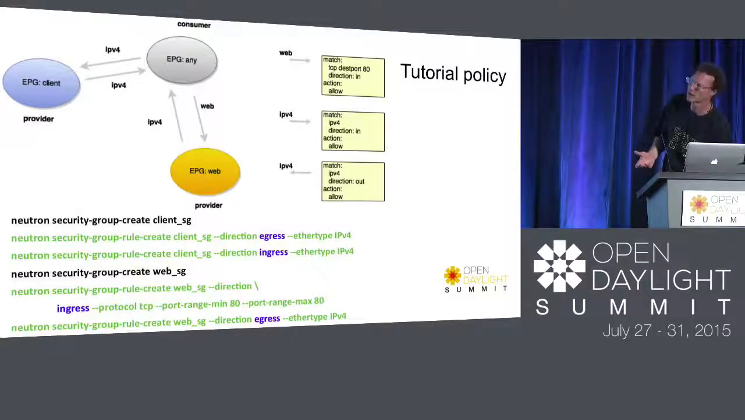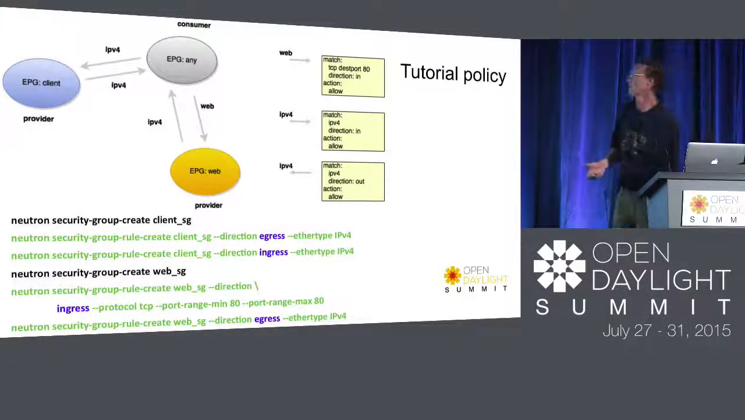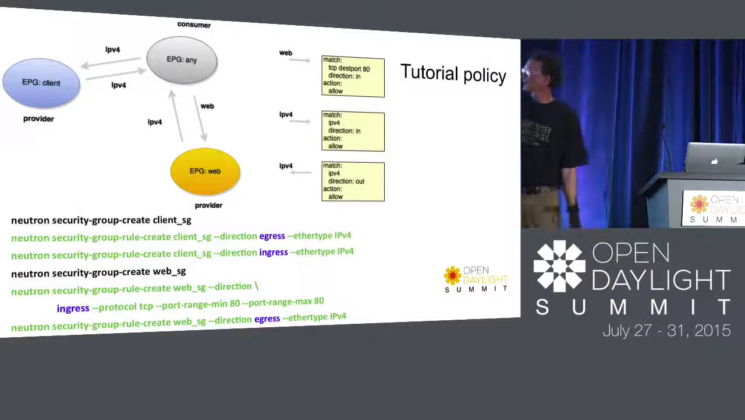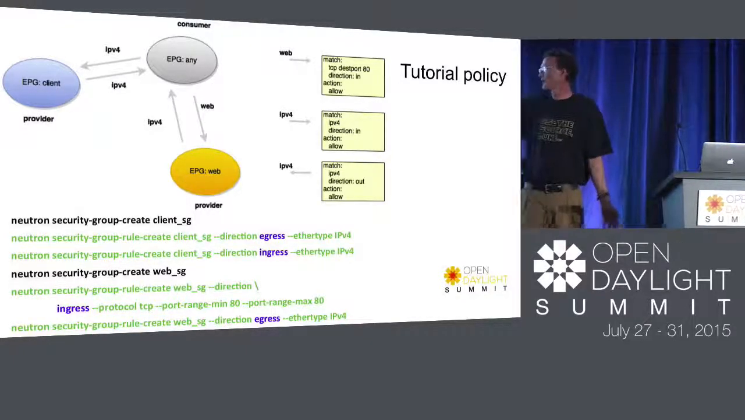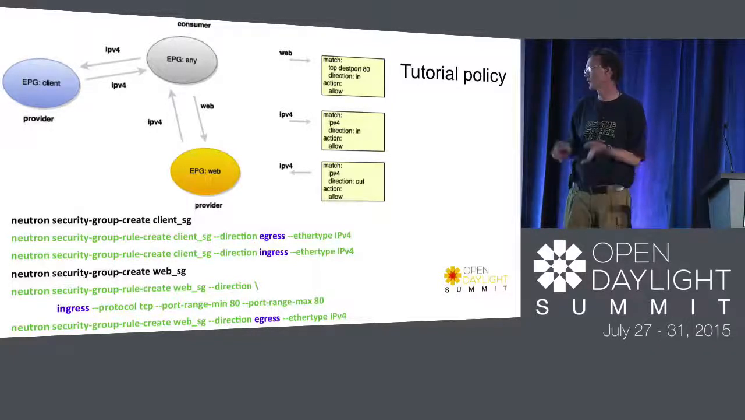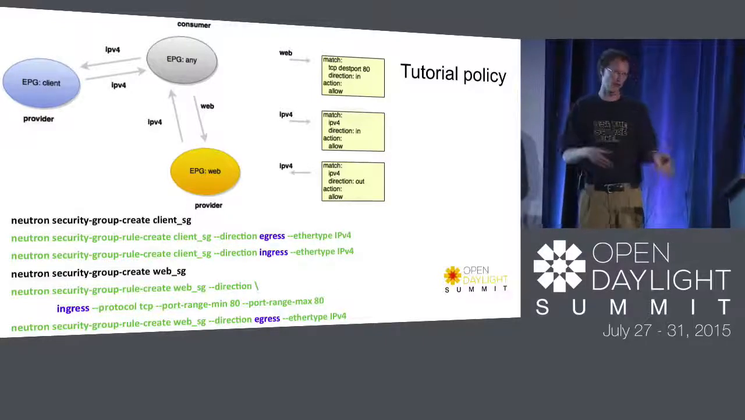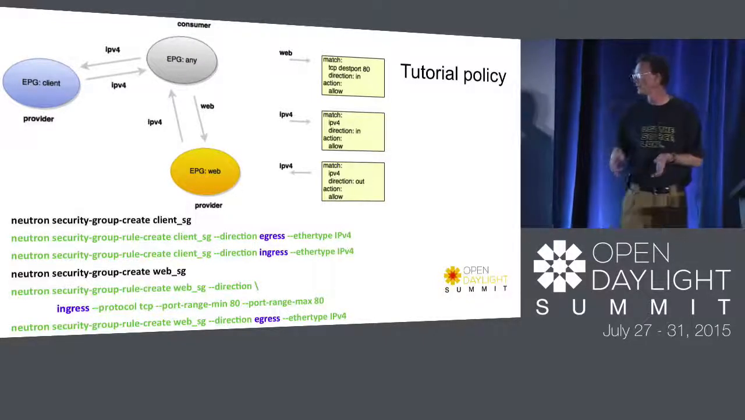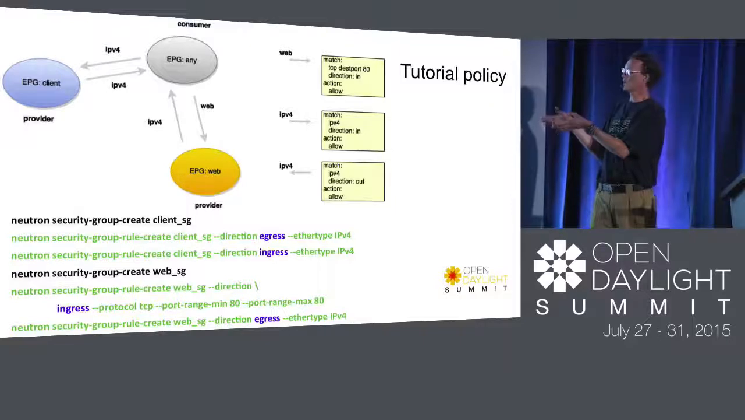So this is the contract and the security group rules that we're using. We're creating a client security group and a web security group. We're allowing the client to basically have IPv4 in and out. We'll show that when we get to the routing and external routing part of the demo, how it can get to www.opendaylight.org. And then we're creating a bunch of web servers, right?